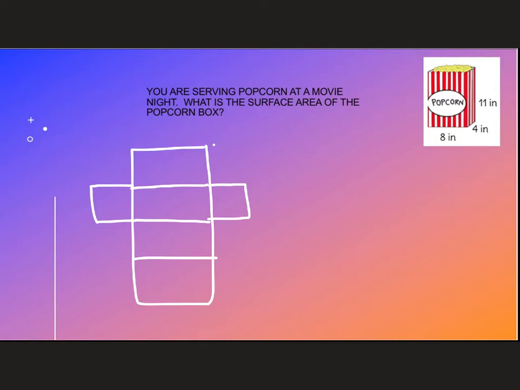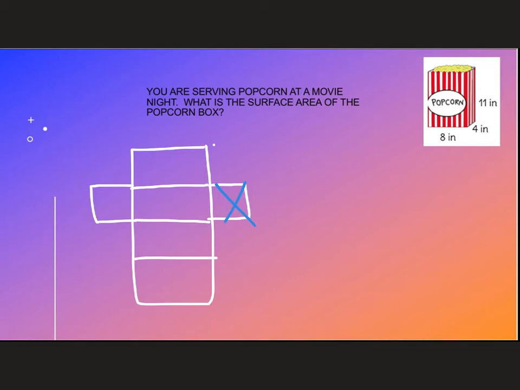If you look at the popcorn box, you can see that a popcorn box is open at the top, right? We have to be able to get the popcorn out. So we're actually going to cross out one of our little flappy sides so that we don't include that. We're only finding the surface area of the popcorn bag or the box, so we don't need the top. It's not a part of our popcorn box. So now the rest of it we solve just like we would any other surface area.